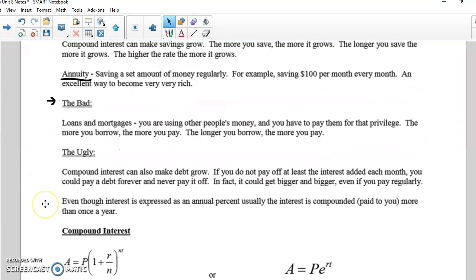Even though interest is expressed as an annual percent, usually the interest is compounded, or paid to you, more than once a year. So you'll get a 24% APR, which is annual, per year, something like that. But usually it's compounded more than once.